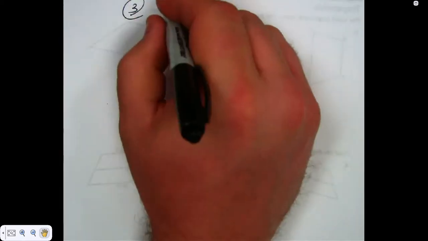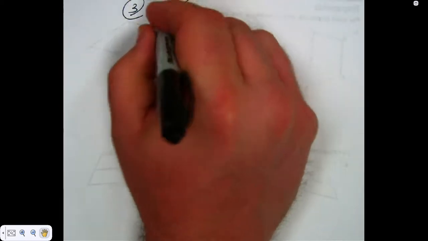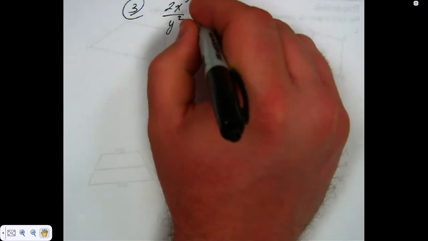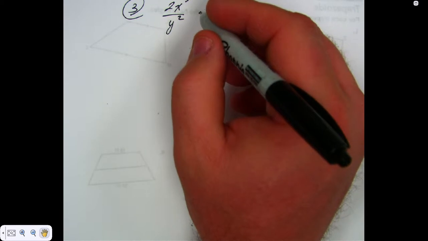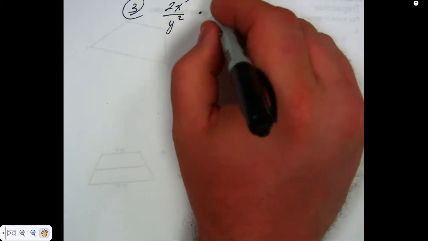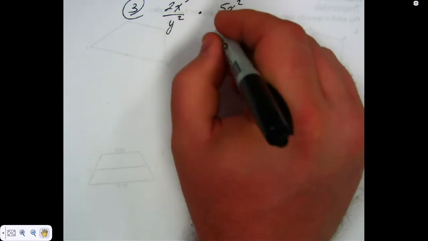Now, going on to another problem. They're not all going to be that bad. That was one of the harder ones. But we are going to have some like that. Let's go with 2x to the third over y to the second times 5x squared over y.